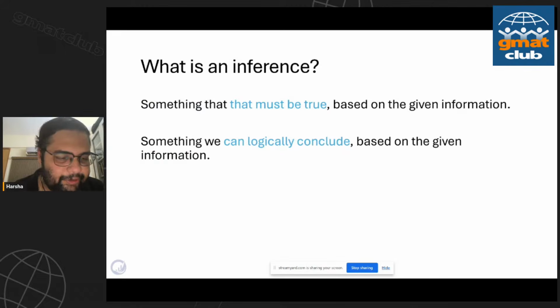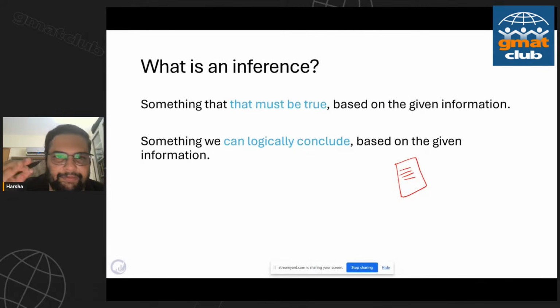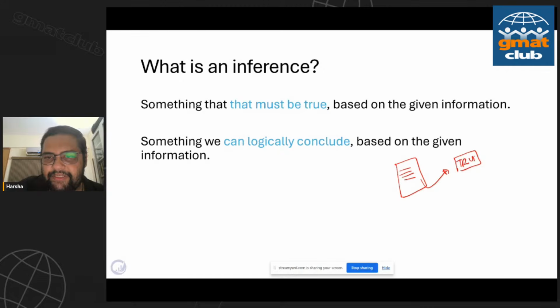So straight to it. What is an inference? And I really want you to be very, very clear about this. What do I mean by an inference? Something that absolutely must be true based on the given information. That's one way to look at it, and that's a very important way to look at it. Now, imagine I gave you a set of statements, some information that I've given to you. What is an inference? Something that must also be true, right? That's the fundamental definition of an inference.